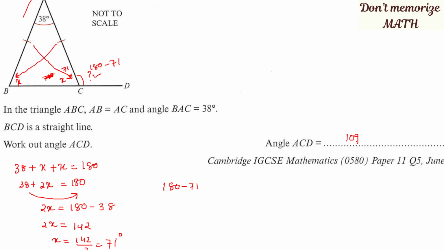You can skip some of the steps if you know how to do it. You can directly find 180 minus 38 divided by 2. So directly you will get 71. Then 180 minus 71 will be the exterior angle. Okay. So, question number 7 is over.